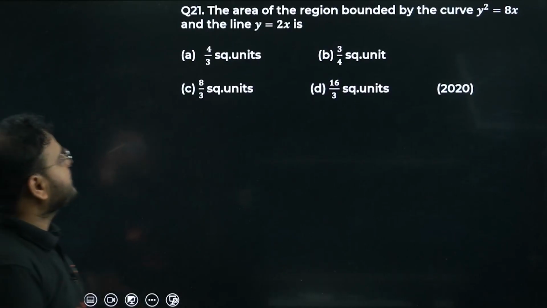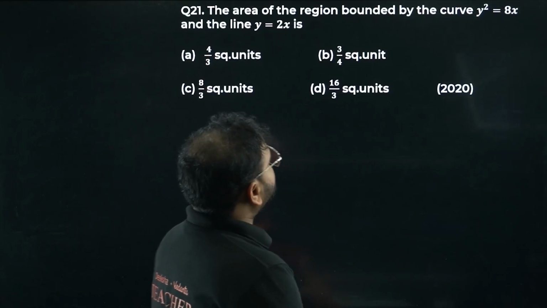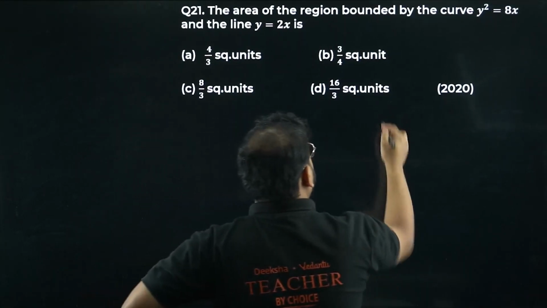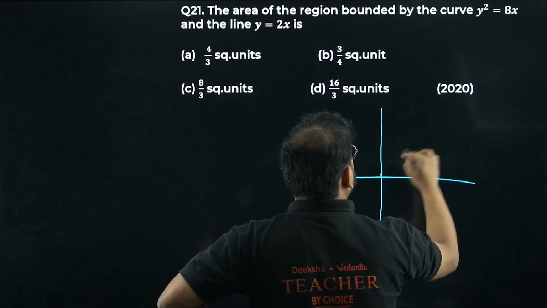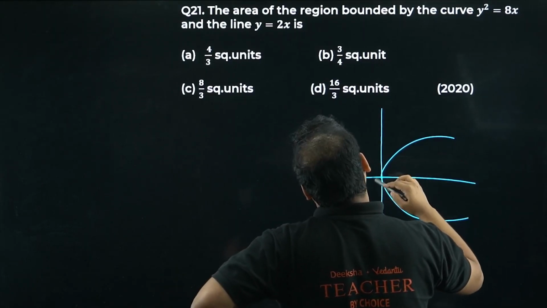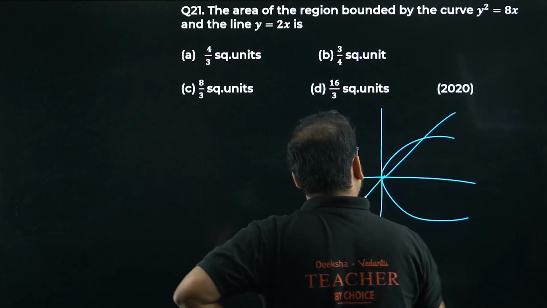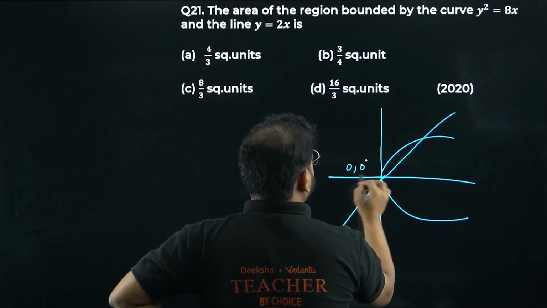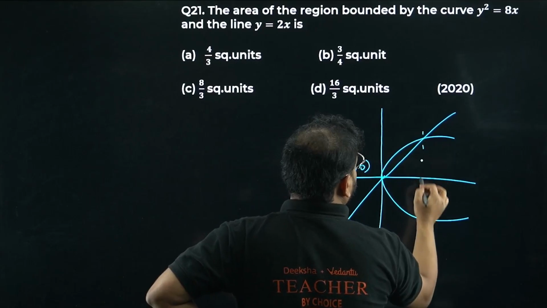21 now. The area of the region bounded by the curve y square equals to 8x and the line y equal to 2x. Curve is this and line is this. Alright. Now points we need. One point is just 0, 0. Origin is there, of course. Other points, we need this point, right?